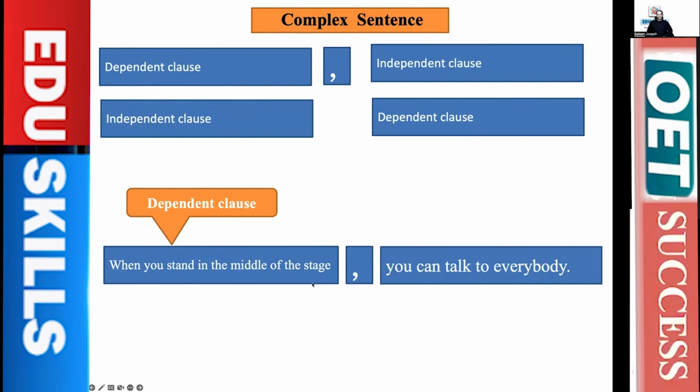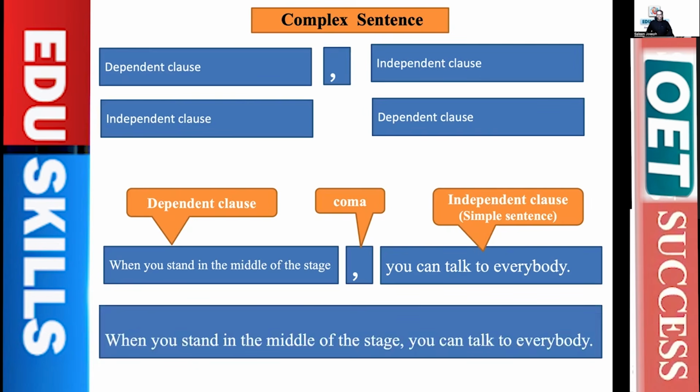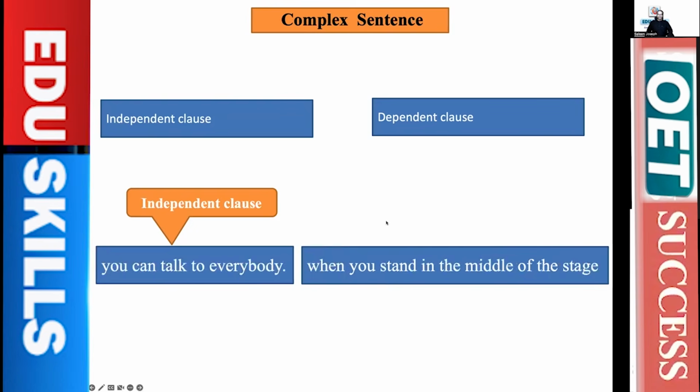When you stand in the middle of the stage, a general example, dependent clause, comma, you can talk to everybody. You have the independent clause at the end. The second part is the independent clause. So you need a comma because you started with when you stand in the middle of the stage, which itself doesn't make perfect sense. That's why it is known as a dependent clause. When you stand in the middle of the stage, you can talk to everybody. After the middle of the stage, there is a comma because the dependent clause is first. Now you see, you can talk to everybody.